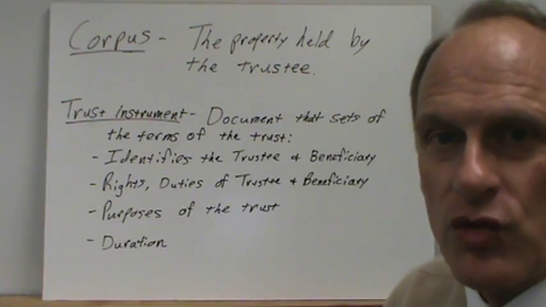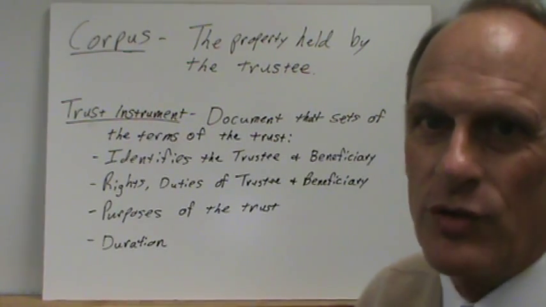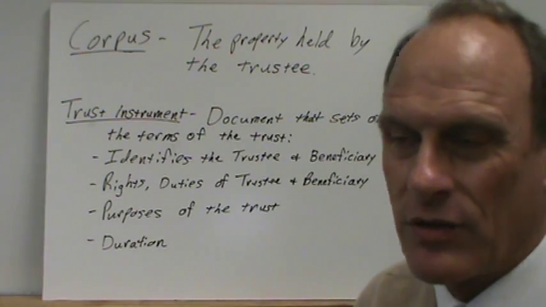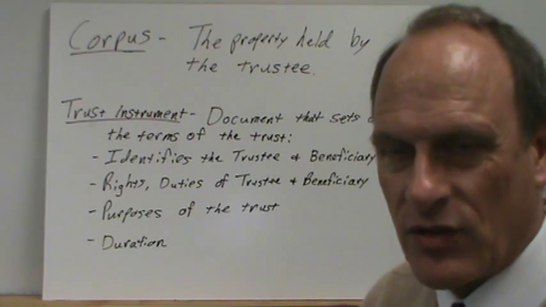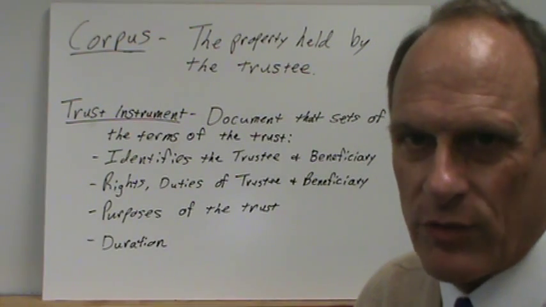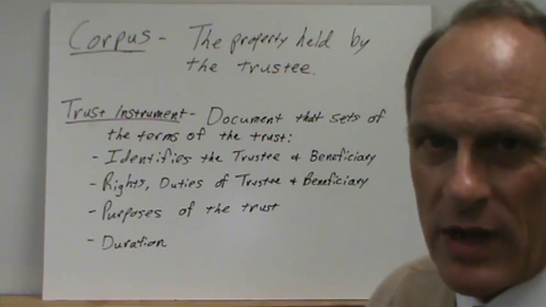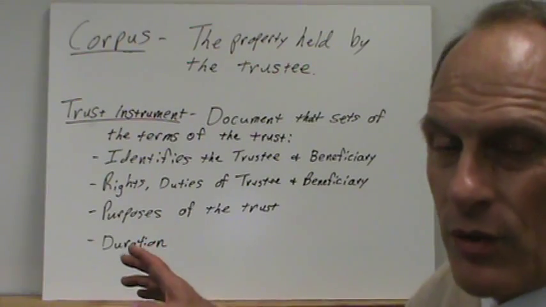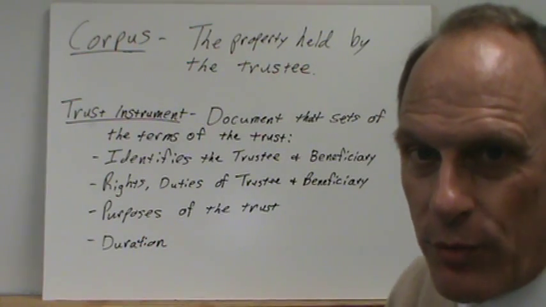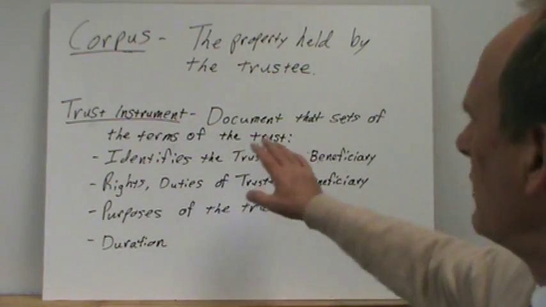Next is the trust instrument. Now, not all trusts are reduced to writing. You know, there are some situations where you could have an oral trust, and there are going to be other instances where we say that the trust may be implied, but certainly where we get to trusts that are expressly made, those trusts frequently are expressed in writing, and we call that writing the trust document.